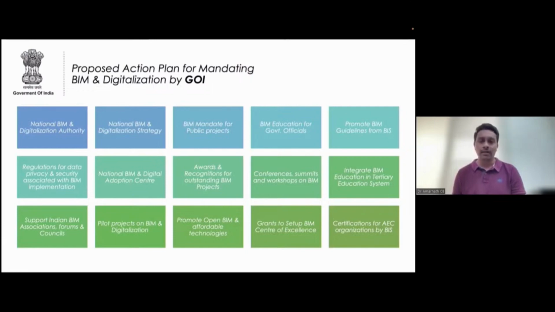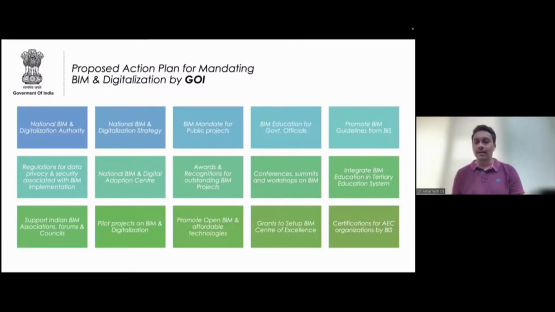And then the National BIM and Digital Adoption Center needs to be set up, which can support different ministries in adopting BIM. Awards and recognitions for outstanding BIM projects, which can help these projects and their organizations to build enthusiasm to drive it further so that it can benefit them and also their partners. And organizing conferences, summits, and workshops to build awareness on BIM and also to drive the network among the BIM service providers and to connect the dots.